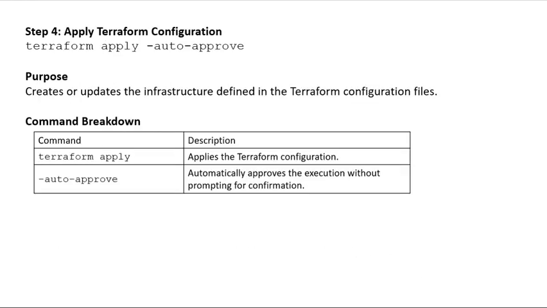Step 4 is apply the Terraform configuration. Use terraform apply -auto-approve. The purpose is to create or update the infrastructure defined in the Terraform configuration files. The command breakdown: terraform apply applies the Terraform configuration, and -auto-approve automatically approves the execution without prompting for confirmation.